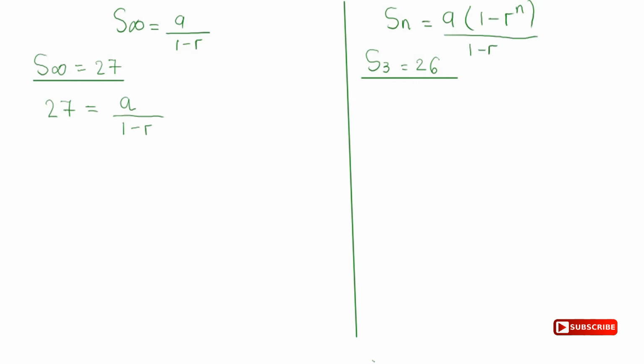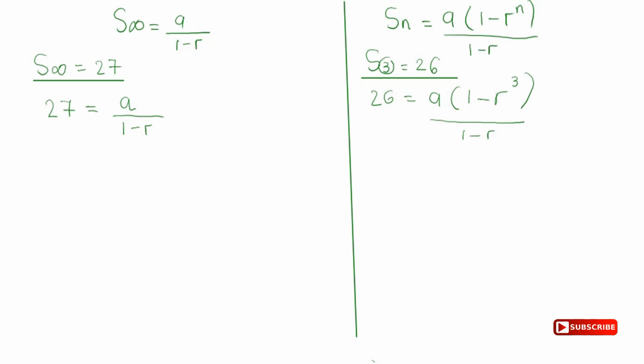Okay, so we know that Sn, the sum of 3 terms in the series, is 26. So we're going to put that 26 there. We don't know what our a is, so we're going to put the a, 1 minus r. What is our n? We know that our n is equal to 3. We're going to put the 3 there, right? All over 1 minus r.